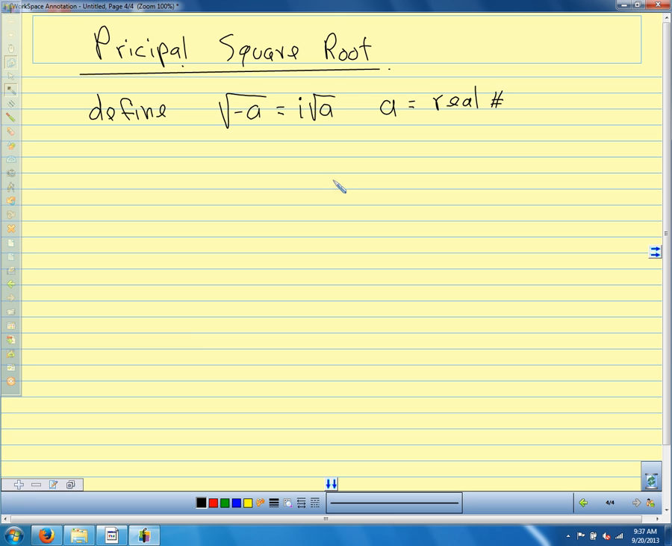The reason that we make this our definition is we can run into a situation like this. Square root of -5 times the square root of -5. Well, if we follow our normal rules for square roots, we can say this is the square root of -5 times -5. Well, -5 times -5 is positive 25, and that equals 5.